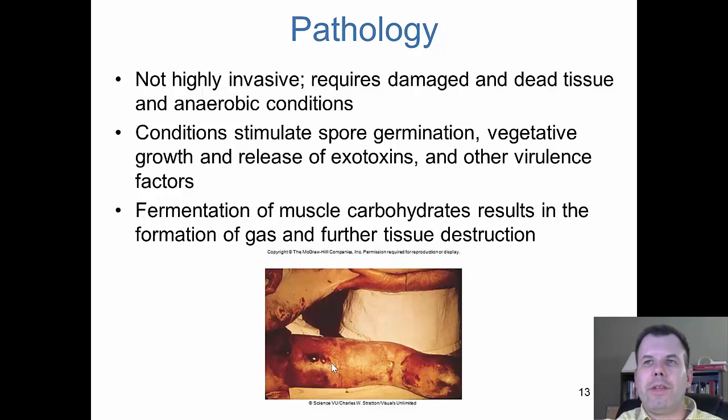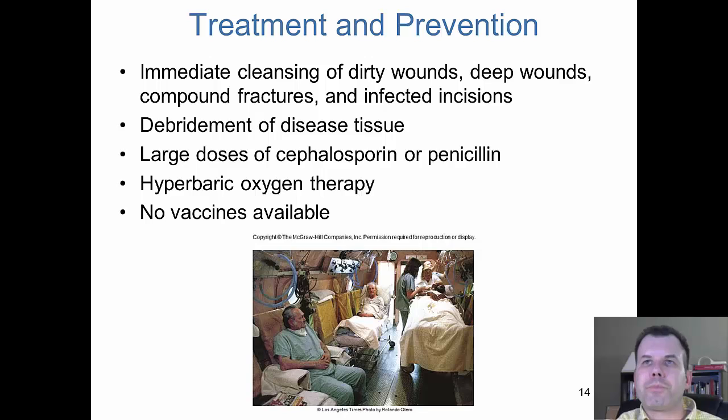So that's where you're going to see these things. Okay. Again, treatment and prevention. Again, cleaning of dirty wounds is very important. Deep wounds, compound fractures, and infected incisions are all important to actually clean and really take care of those wounds. And so if you do that, you're going to be at a very low risk of getting this.